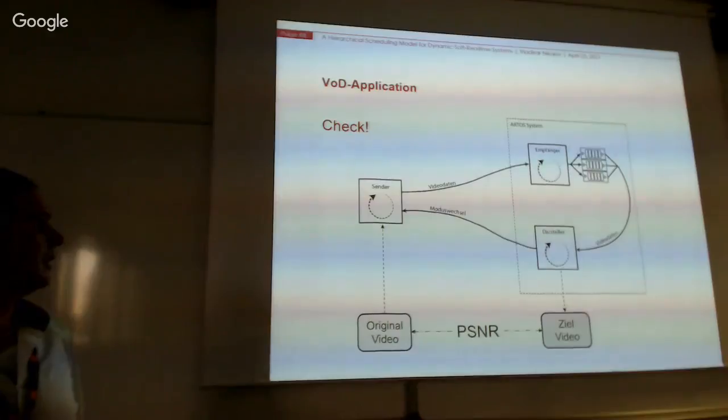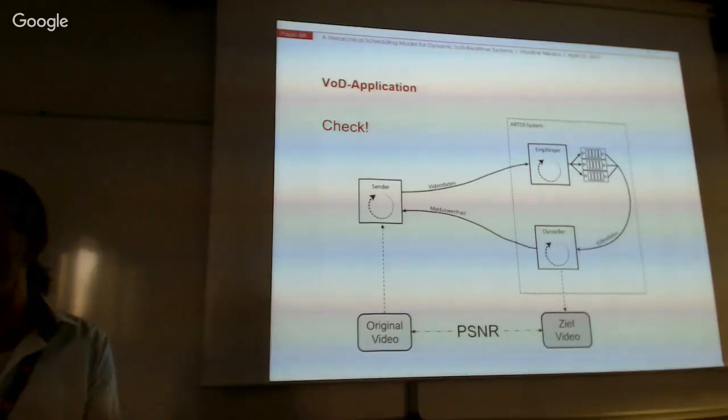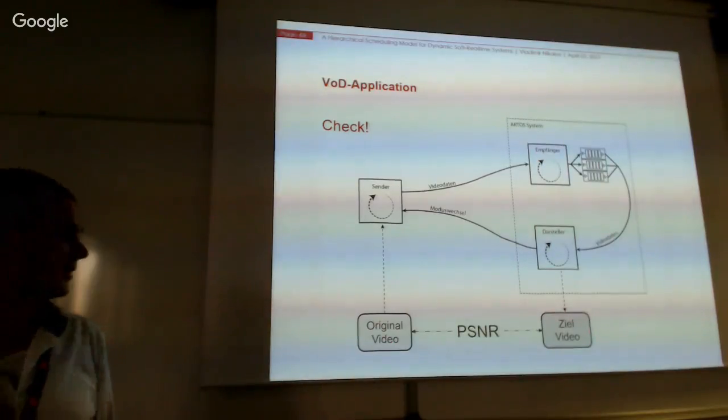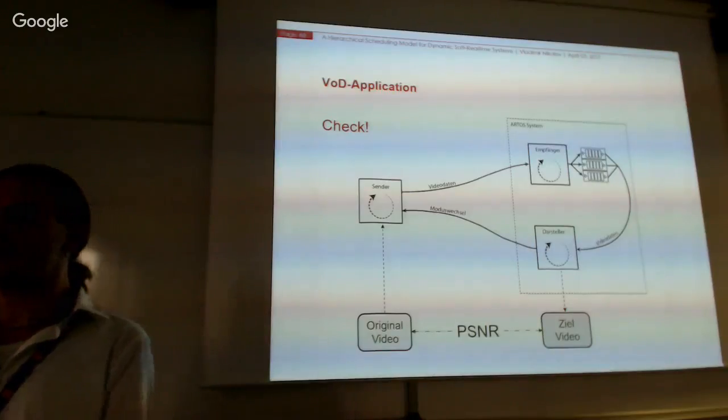And when a bottleneck occurs here, the receiver, the client of the video signal, could request a lower, or a higher if there are spare resources, quality of the video. So we start the original video and the target video and compare them with the PSNR comparison in order to see what is better.